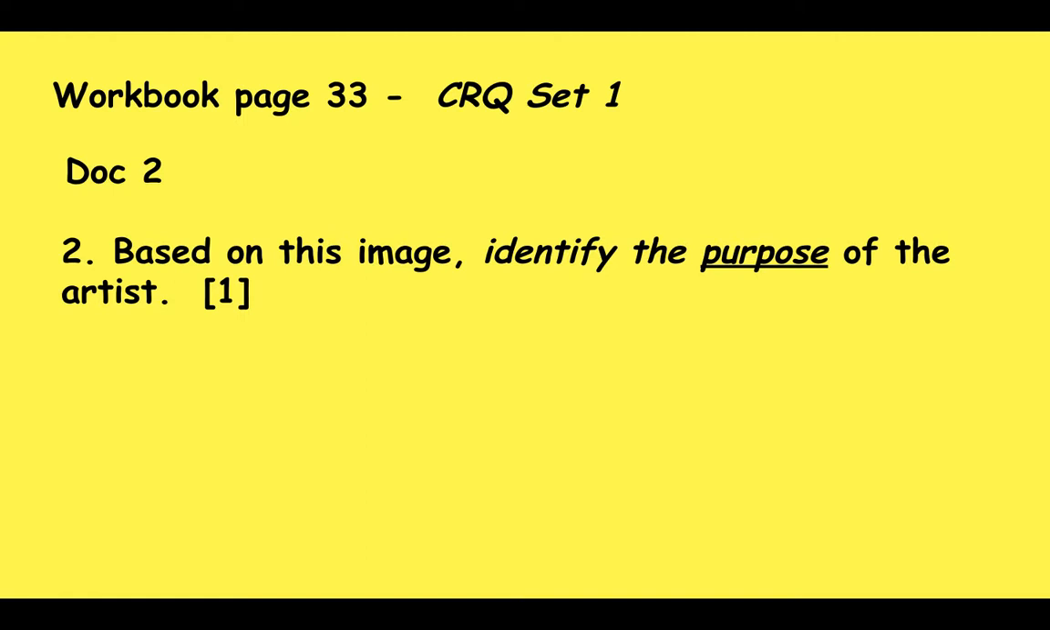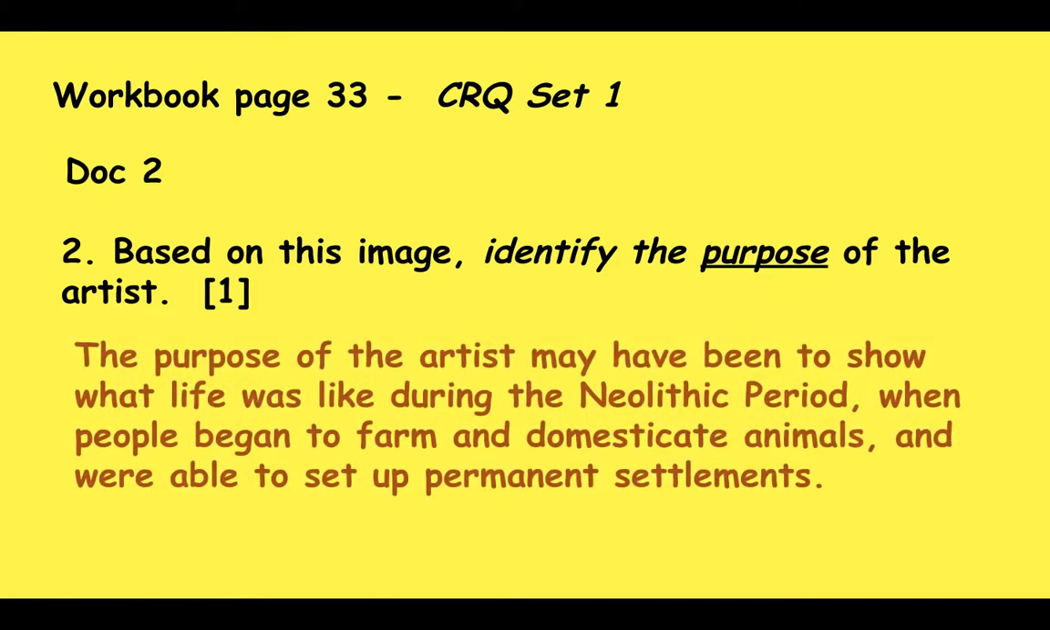So I said, based on the image, the purpose of the artist might have been to show what life was like during the Neolithic period, when people farmed and domesticated animals, and people were able to set up permanent settlements. So that might be the purpose. As long as your purpose makes sense, they can't really mark you wrong, unless you talk about the Paleolithic era, because that's definitely not what's shown in the picture.